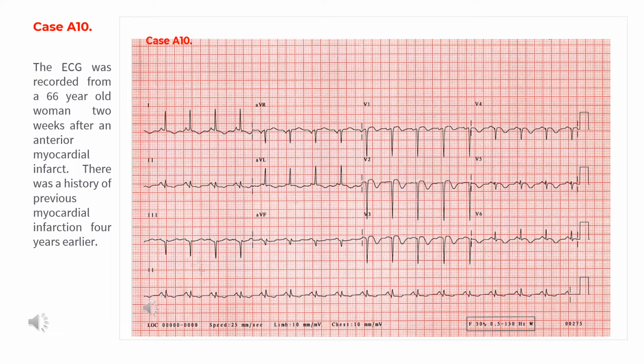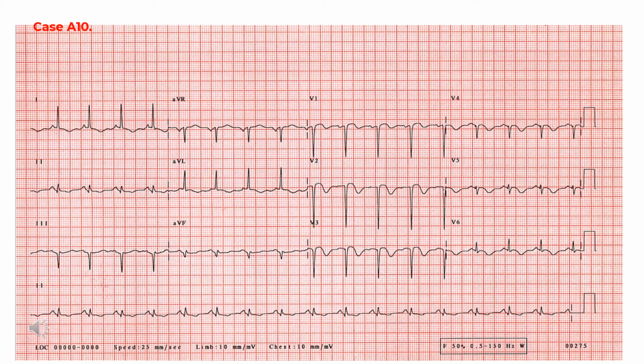Case 10. The ECG was recorded from a 66-year-old woman 2 weeks after an anterior myocardial infarct. There was a history of previous myocardial infarction 4 years earlier. Case 10. There are pathological Q waves in leads 2, 3 and AVF signifying inferior infarction.